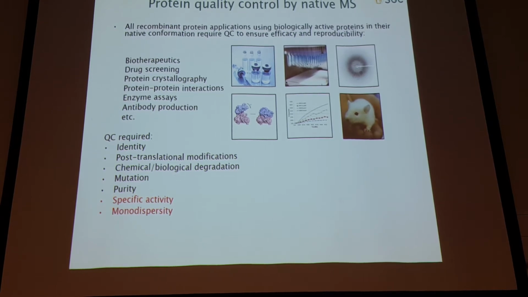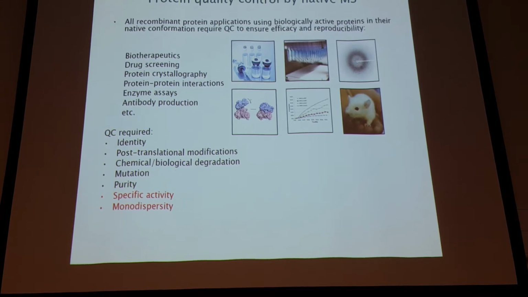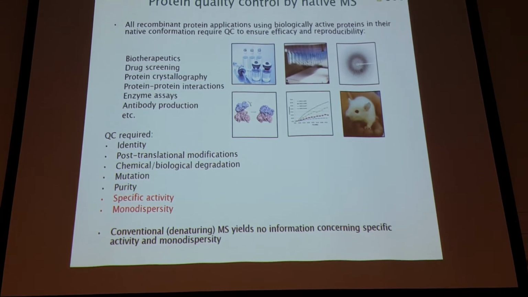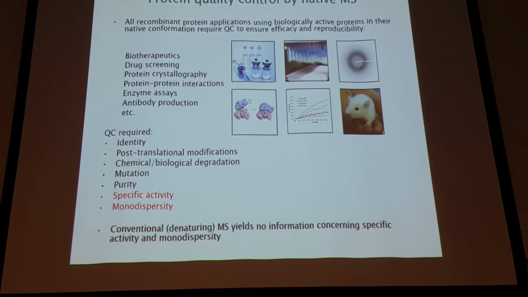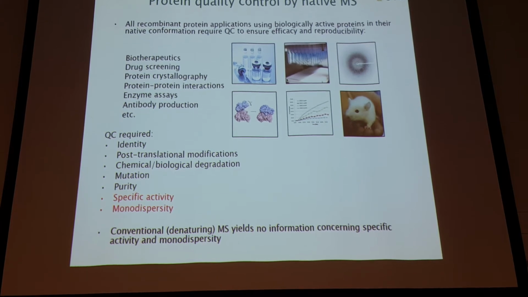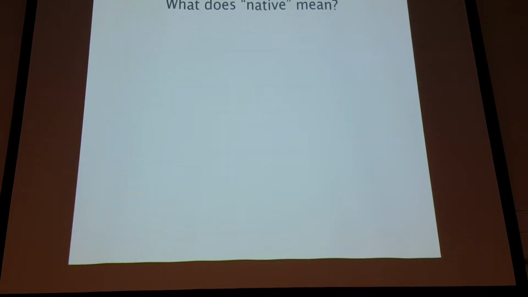These last two things: you need to know the specific activity of your protein. You need to know the monodispersity of your protein. Conventional denaturing mass spec does not yield any information on this. So it's very, very important to have this data, and native mass spec is one of the best ways of getting it. So what does native mean?